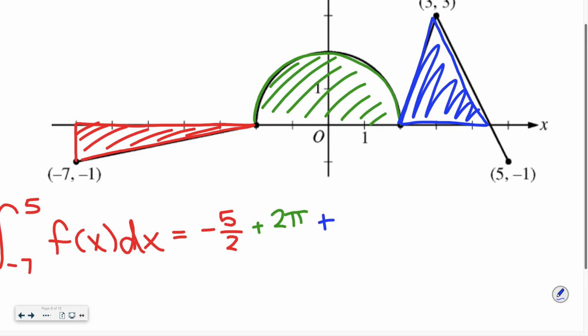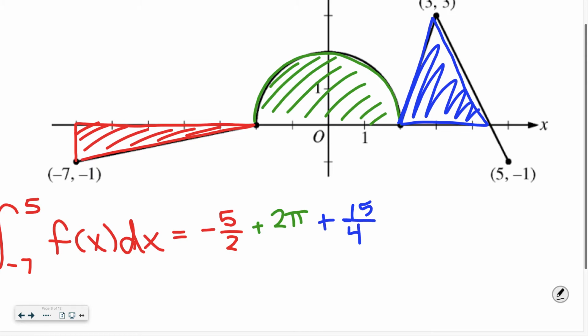Trent, what do you have for that? 15 fourths. So you have a height of 3, a base of 5 halves. So 1/2 base times height is 15 fourths. I did write 15 times. Sorry about that.